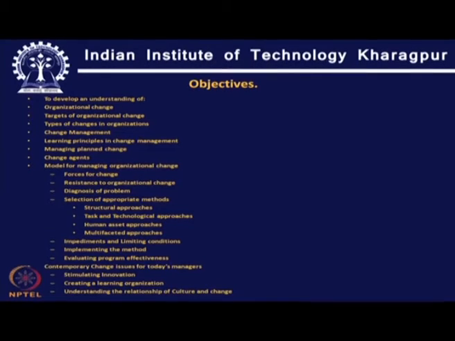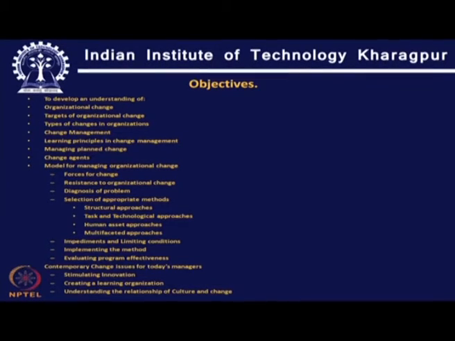managing planned change, what are the change agents, models for managing organizational change, forces for change, resistance to organizational change, diagnosis of a problem, selection of appropriate methods, under which we will learn about the structural approaches, task and technology approaches, human asset approaches, multifaceted approaches.